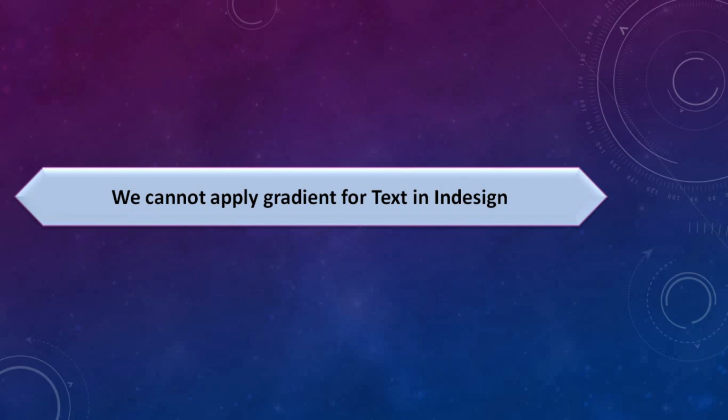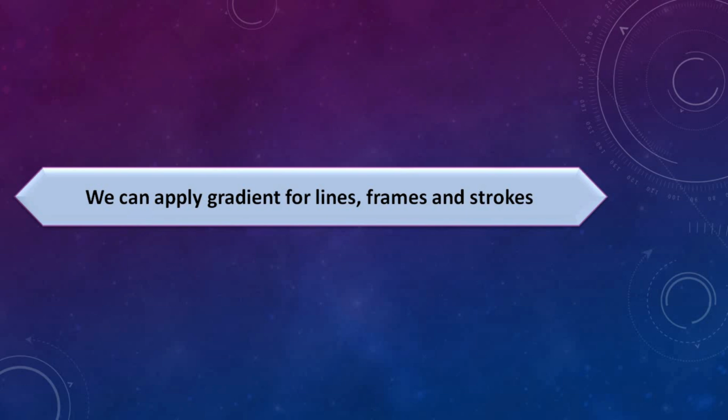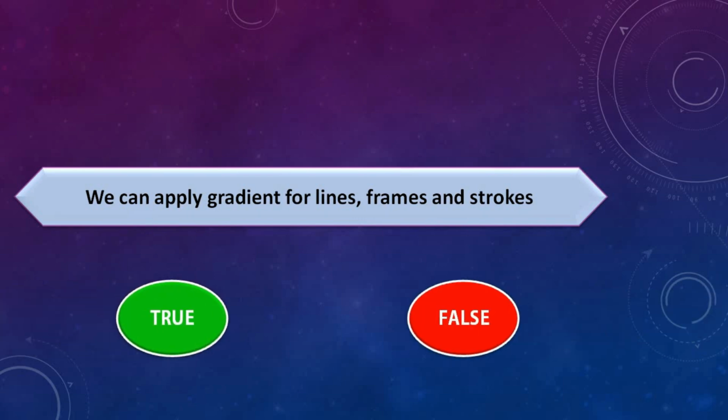We cannot apply gradient for text in InDesign. True or false? The answer is false. We can apply gradient even for the text in InDesign. We can apply gradient for lines, frames and strokes. True or false? Yes, it is true. You can also apply gradient for the line, frames and strokes.